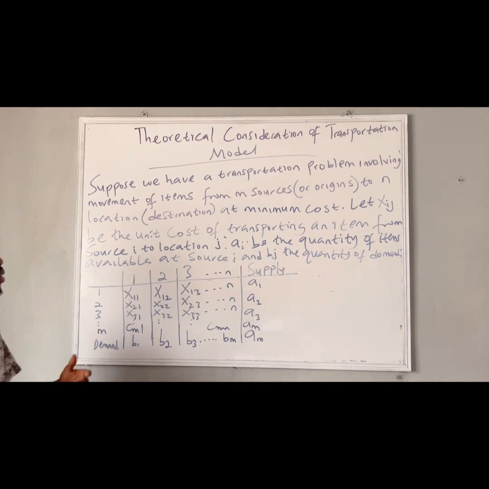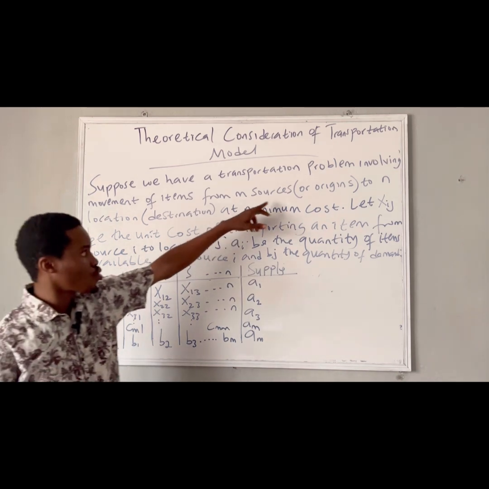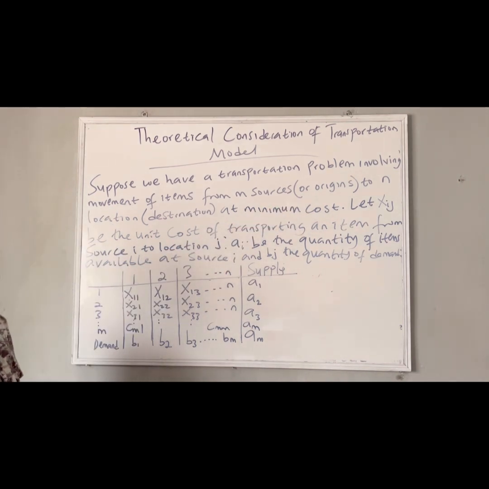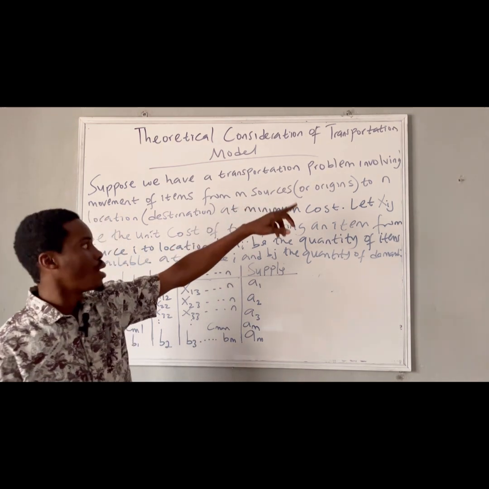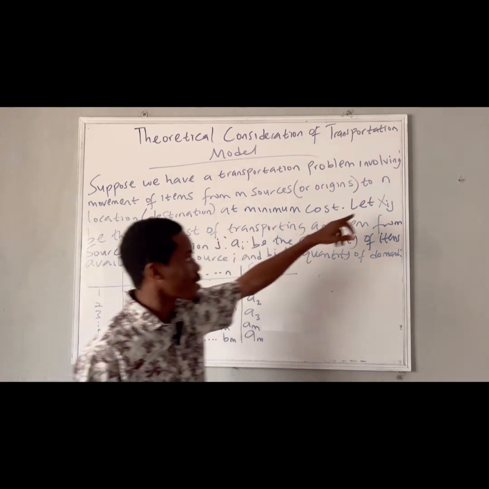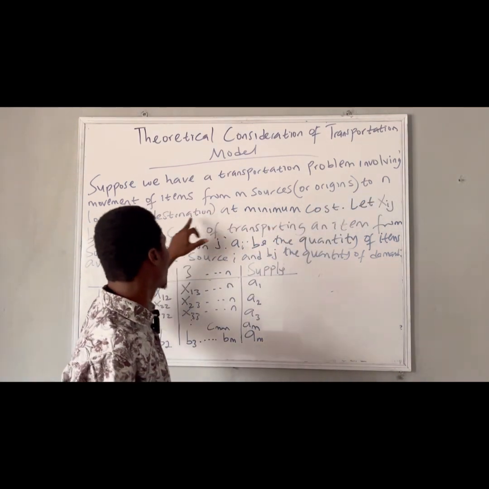If you remember, the transportation model is a case of the linear programming problem, with the goal of minimizing the cost from the source to the destination. Our source is also known as our origin. So our origin to destination, or source to destination. We represent our source as M and our destination as N. So this is how we have M and N.